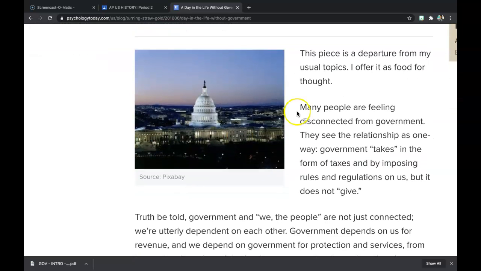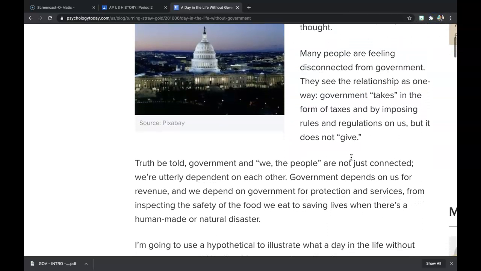This piece is a departure from my usual topics. I offer it as food for thought. Many people are feeling disconnected from government. They see the relationship as one-way. Government takes in the form of taxes and by imposing rules and regulations on us, but it does not give.